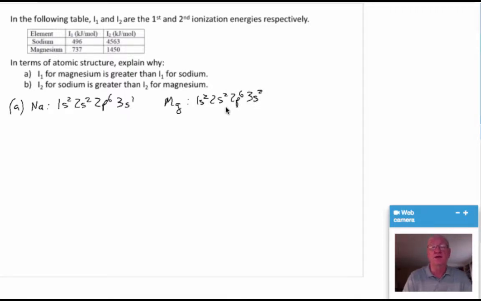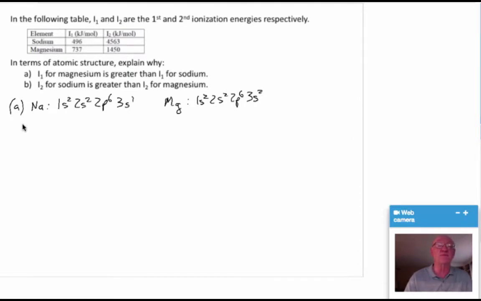3s2. Now, when we're talking about valence electrons, those are the electrons that have the highest principal quantum number. They're the outermost electrons. Okay, so magnesium has two outermost electrons in energy level n equals 3. Sodium has one valence electron in energy level n equals 3. So they're saying the first ionization energy for magnesium is greater than it is for sodium. You notice that it's 737 versus 496. They're saying, why is that?